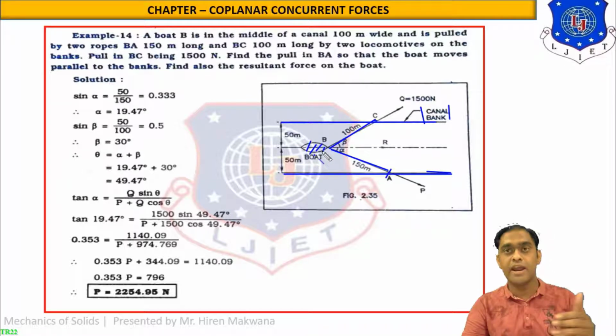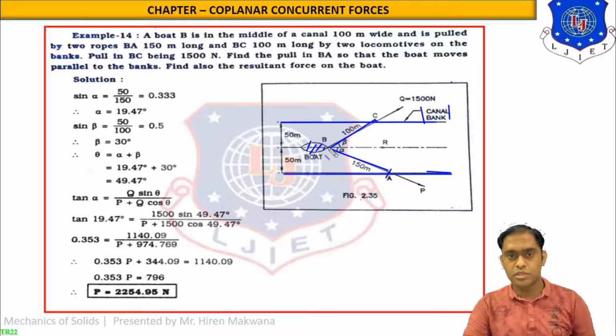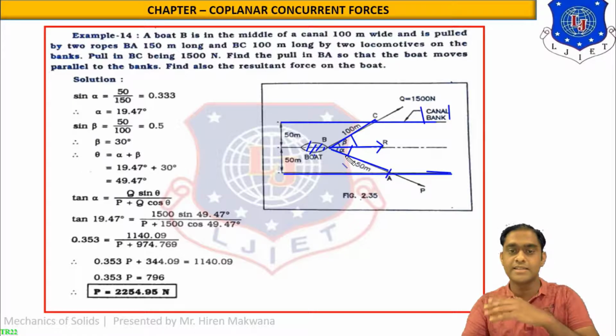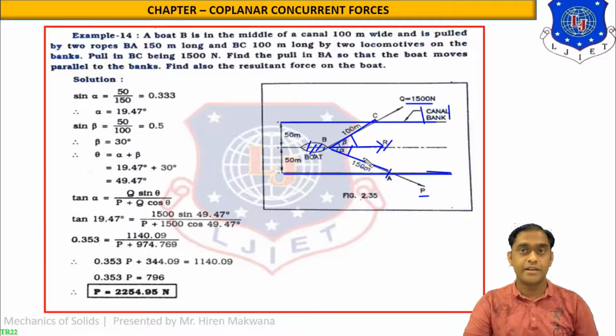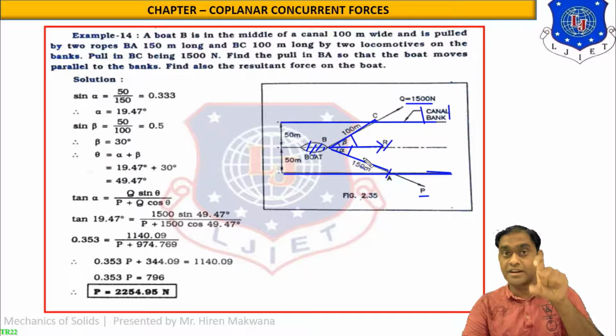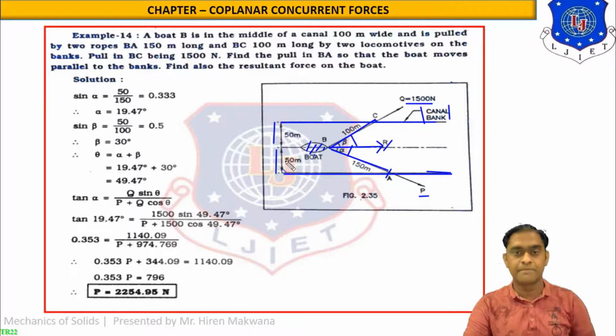We need to keep this boat moving, or keep the boat out of the canal. So the resultant will be in this direction, which is given in the data. The upper angle will be beta, the lower angle will be alpha with the horizontal axis. The rope length of BC is 100 meter. The rope length of BA is 150 meter. The force Q will be 1500 Newton. Force P will be unknown. Resultant force is also unknown. And the vertical width of the canal is 100 meter, so the two parts are 50 meter, 50 meter. Now this is the rough explanation of the figure.